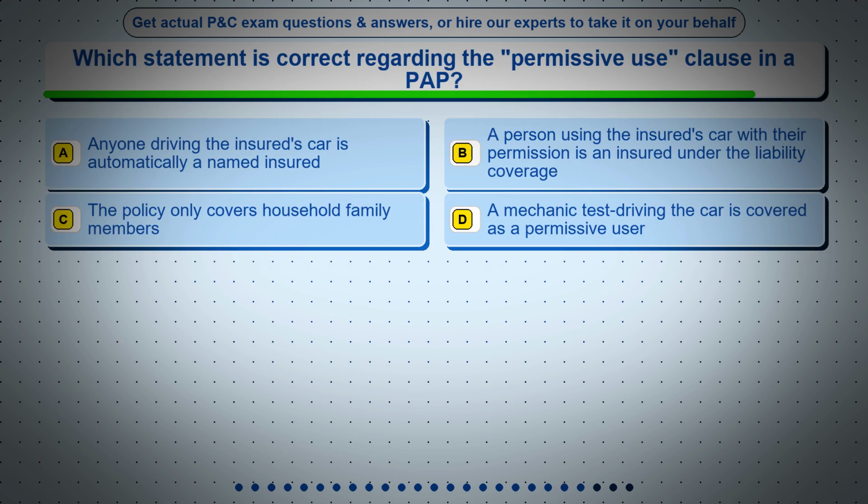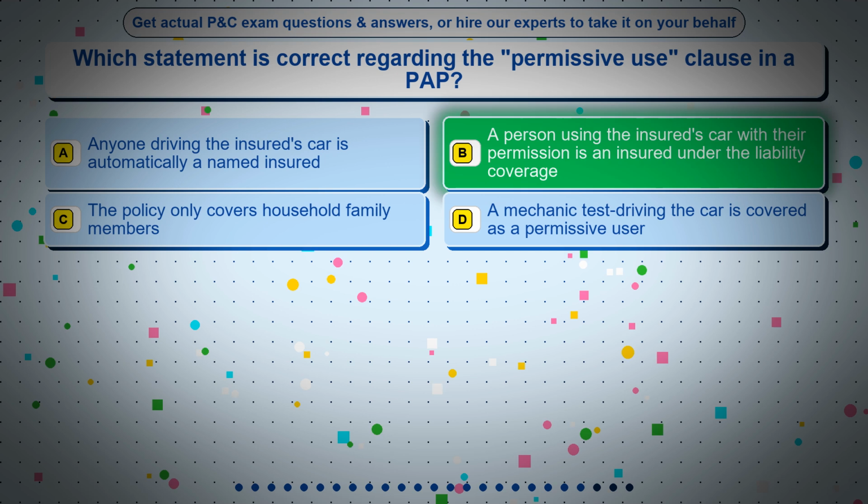Question 22. Which statement is correct regarding the permissive use clause in a PAP? Option A, anyone driving the insured's car is automatically a named insured. Option B, a person using the insured's car with their permission is an insured under the liability coverage. Option C, the policy only covers household family members. Option D, a mechanic test driving the car is covered as a permissive user. The correct answer is option B.